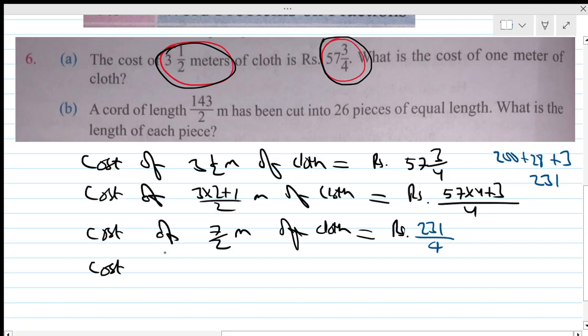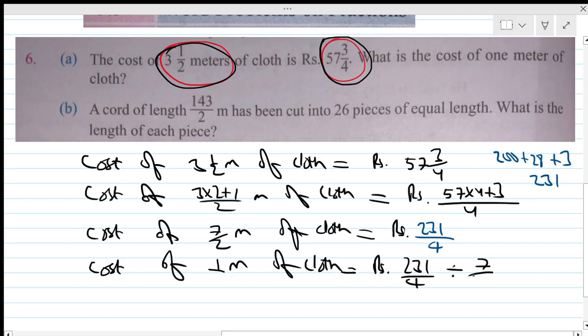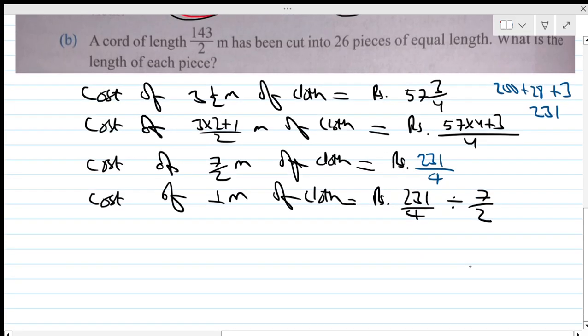So the cost of 1 meter of cloth will be equal to rupees 231 by 4 divided by 7 by 2. Now, this 231 by 4 will be kept the same, and we turn the division into the product symbol by taking the reciprocal of what is getting divided. So 7 by 2 gets reciprocated, and we write down 2 by 7. And now let's make the calculation.